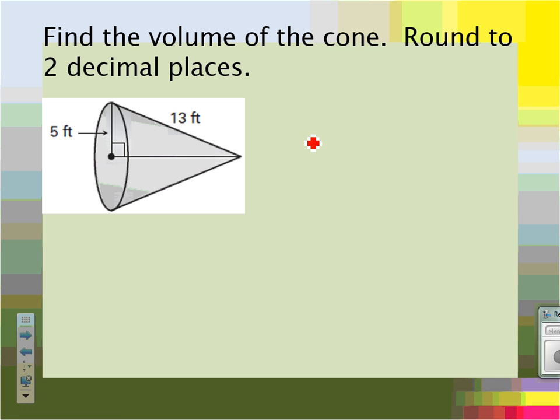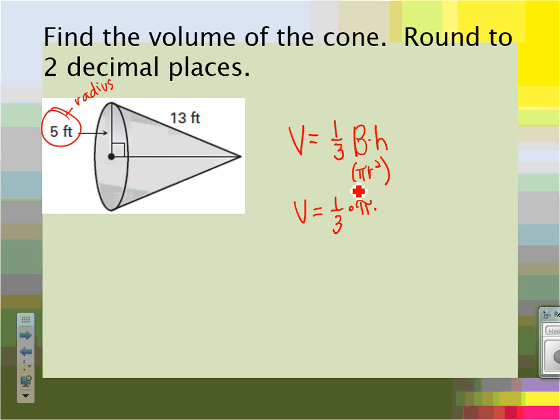All right, I'm going to say volume is equal to 1/3 the area of the base times the height. The area of the base is pi r squared. So volume is equal to 1/3 times pi times radius, the radius is 5, squared, times the height of the cone. The height of the cone is from here to here. I don't know what that is, but I know the slant height is 13.